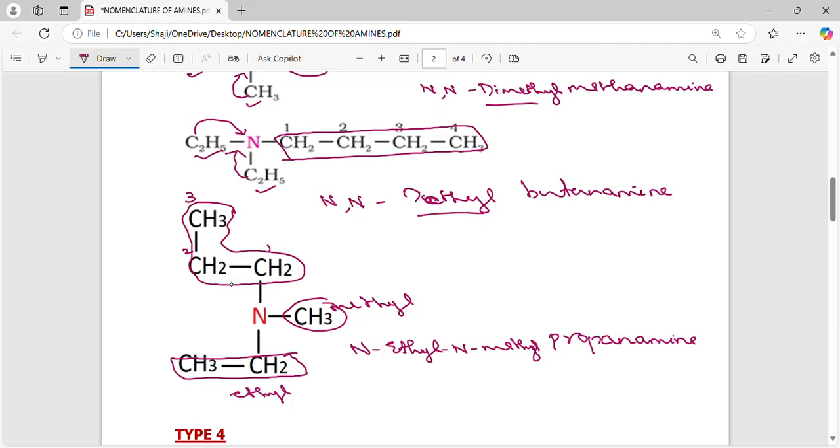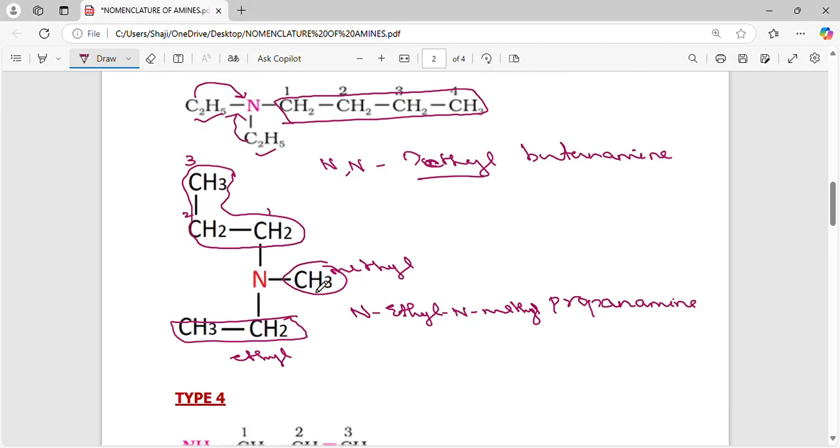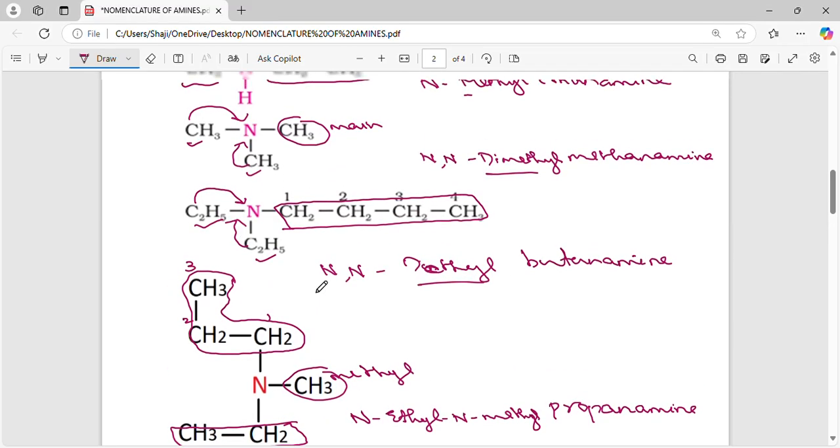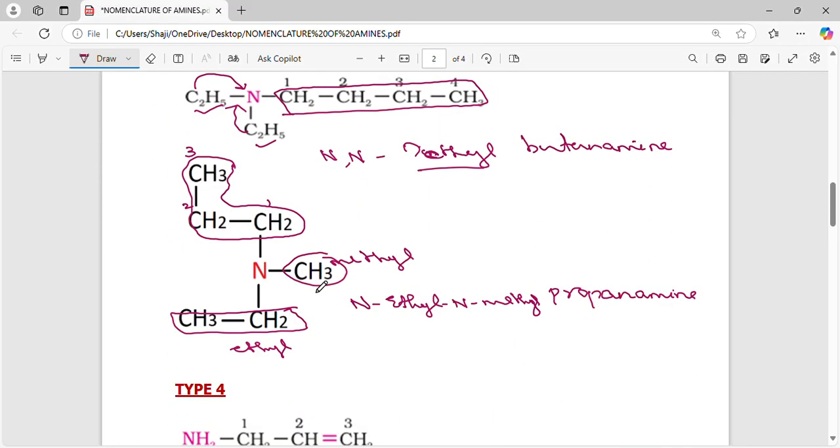And the way of writing is N hyphen ethyl, E in small letter, then again hyphen, then N again, hyphen, then methyl. N-ethyl, N-methyl, propanamine. Instead, if you are writing N-methyl, N-ethyl, propanamine, it is the wrong answer. So we need to follow the alphabetic order. This is type 3. I hope you understood.